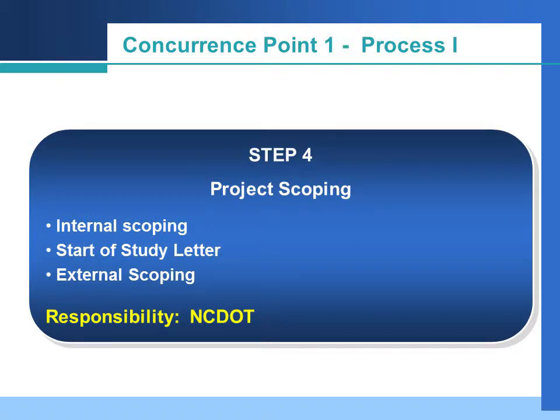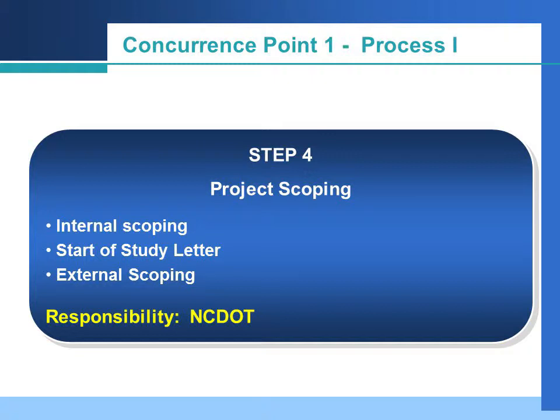Step 4 in Process 1 is Project Scoping. An internal scoping meeting is held to orient transportation personnel within NCDOT, FHWA, and local planning organizations, such as MPOs and RPOs, to a project. Internal scoping provides an opportunity for participants to transfer known information and history of the project, identify problems, concerns, or major constraints, examine potential solutions, and identify and plan actions, assignments, and timeframes for moving the project forward.